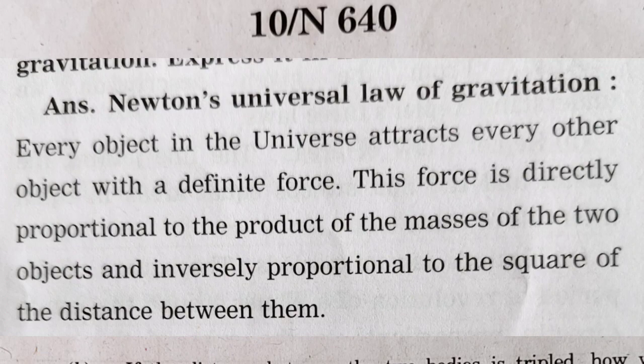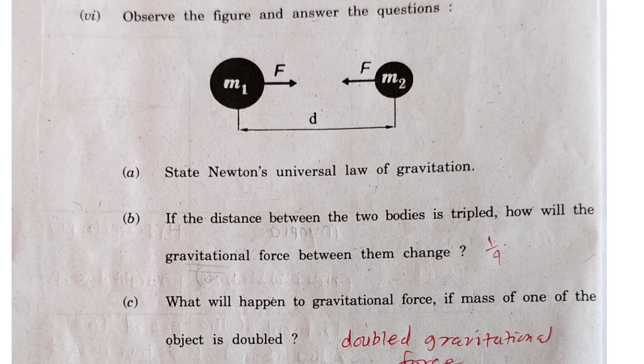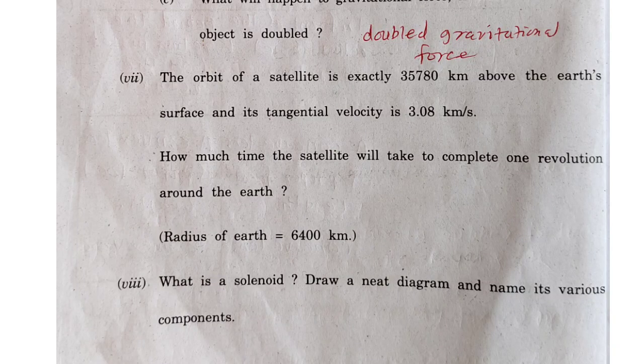between them. B. If the distance between the two bodies is tripled, how will the gravitational force between them change? Answer. 1/9. C. What will happen to gravitational force if mass of one of the objects is doubled? Answer. Gravitational force will double.